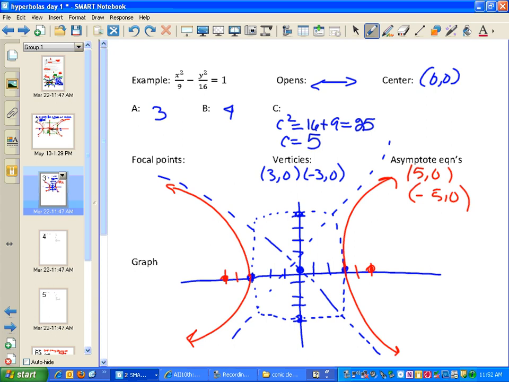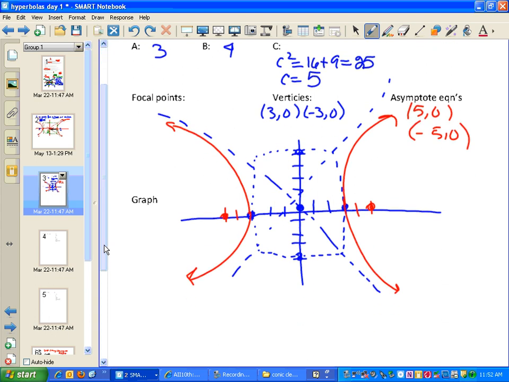Okay, so now we need to do the asymptotes, don't we? We have to come up with those. Oh, I see why you're confused. I put this in the wrong spot, didn't I? Sorry. So this is 5, 0, and negative 5, 0. And so we do our asymptote equations. We're going to say y minus 0 equals plus and minus m times x minus 0, because we're at the origin.